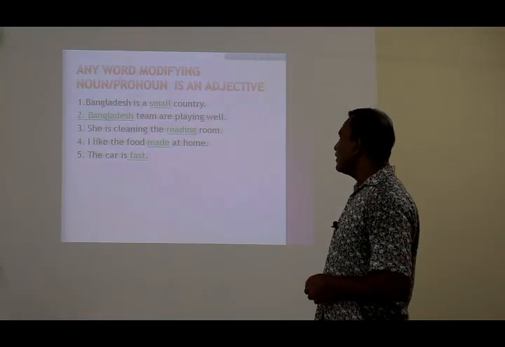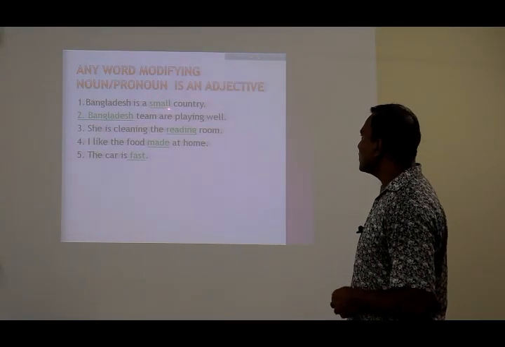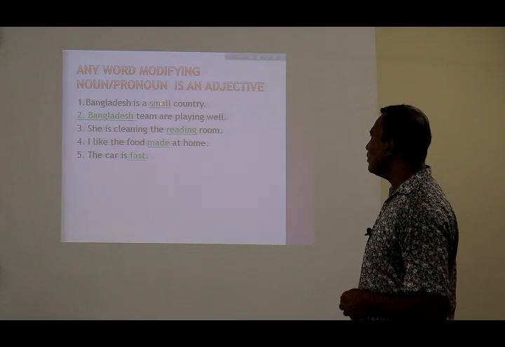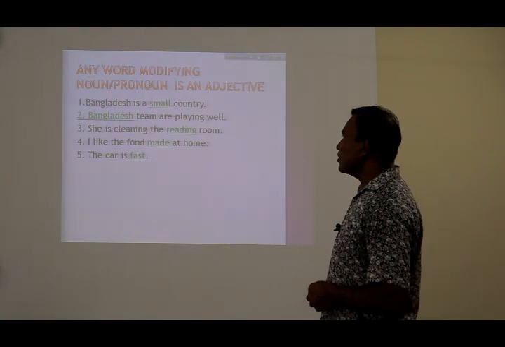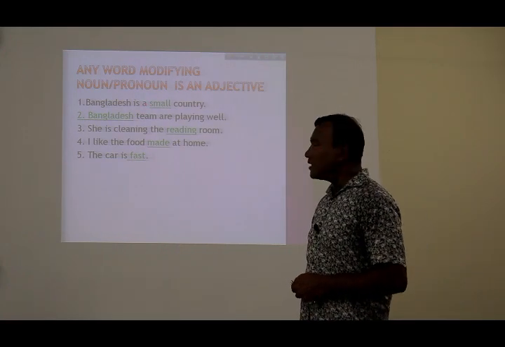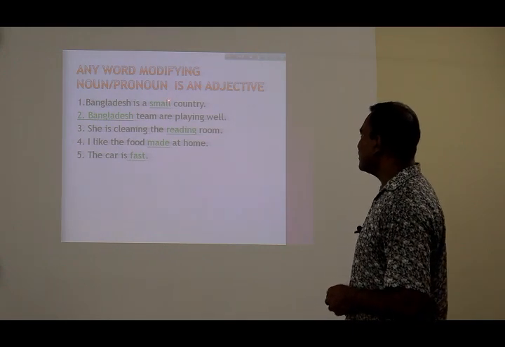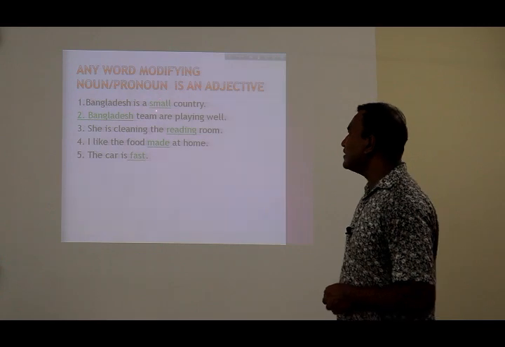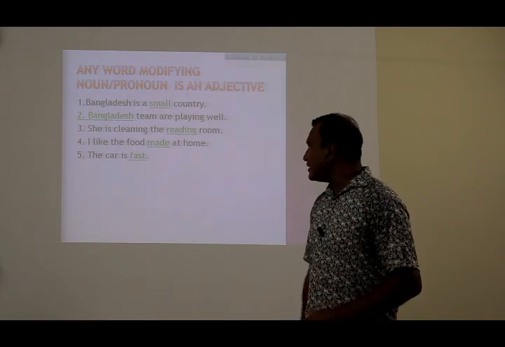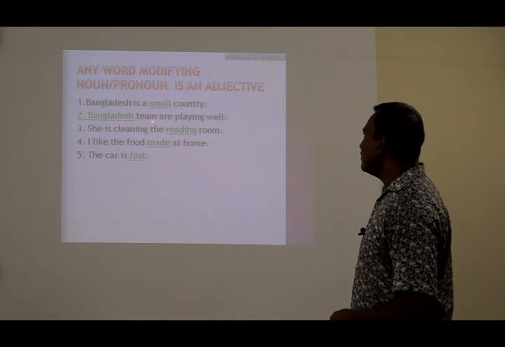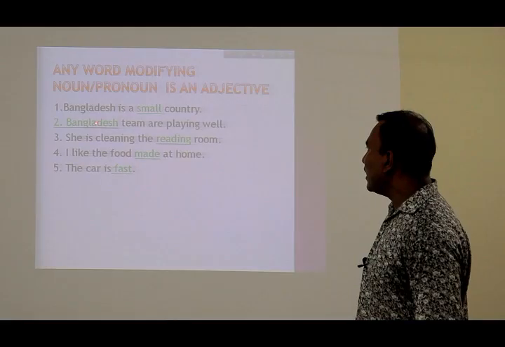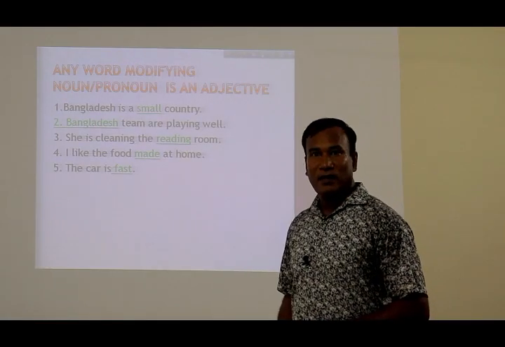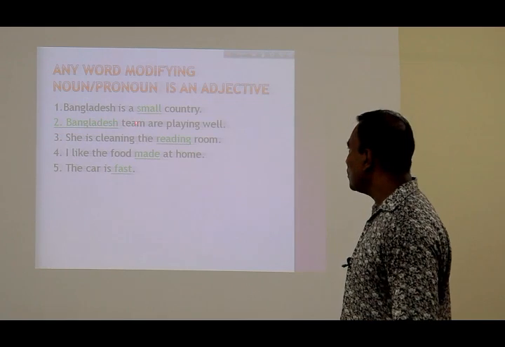Look at the slide. Bangladesh is a small country. Here small is information about country. Small is telling us about the size of the country. So small here is an adjective. Second sentence, Bangladesh team are playing well. Here Bangladesh is an adjective. Here Bangladesh is giving information about team.